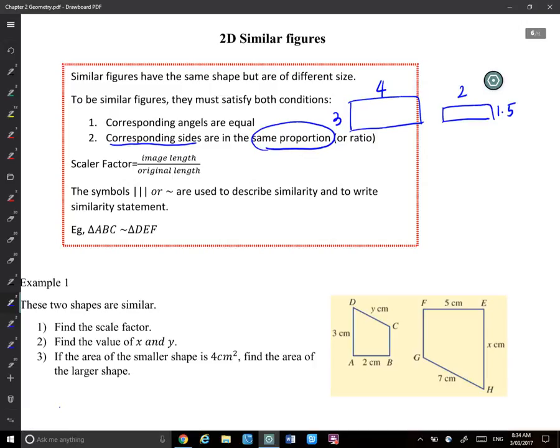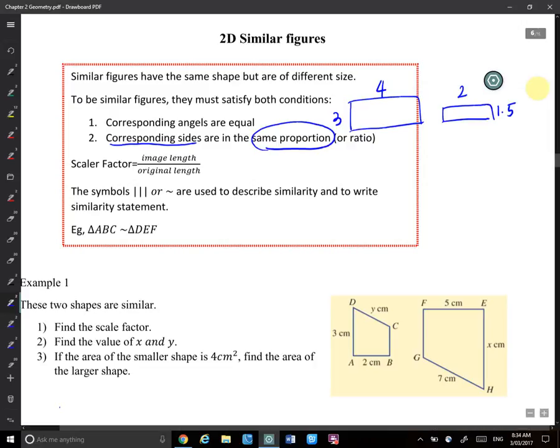So the longer length divided by the shorter one is 2 times. So that should happen to the width as well. And all the angles are 90 degrees, so all the corresponding angles must be equal. So they are similar shapes.